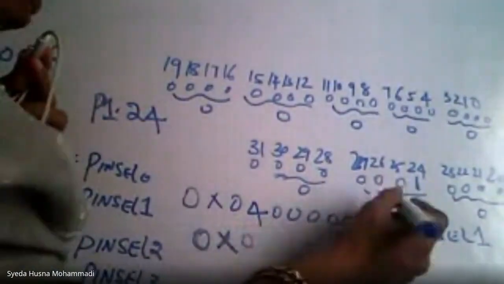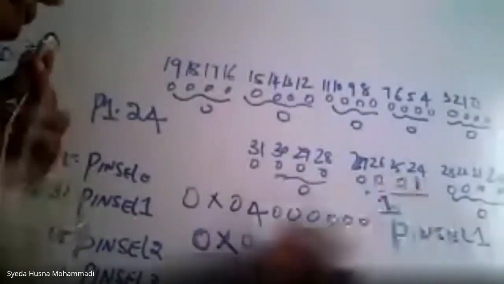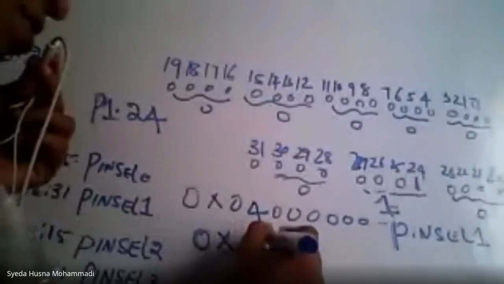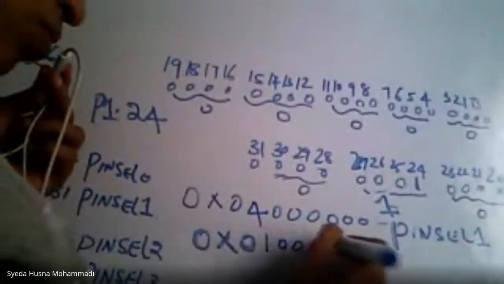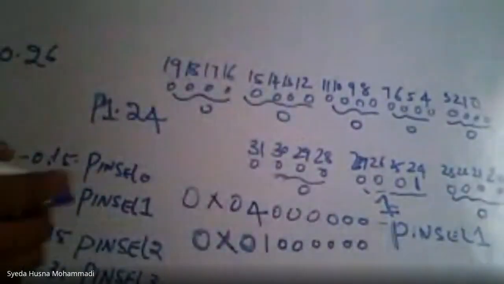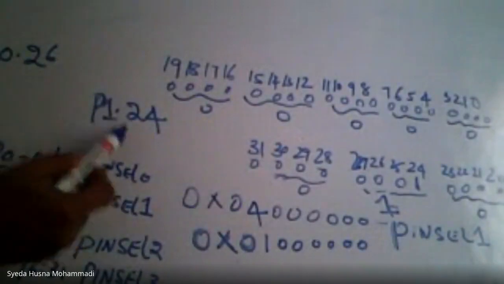0x01000. What is 001? 001 is nothing but 1. So 0x01000. Here I'm making use of port 1 pin number 24.